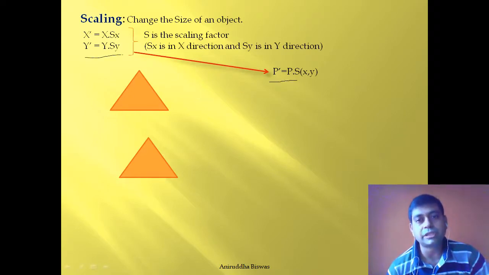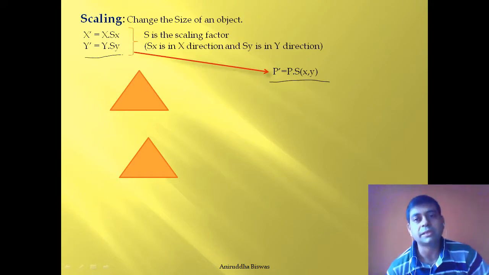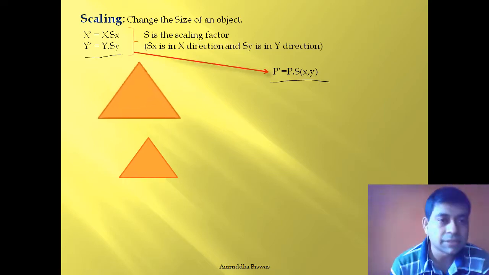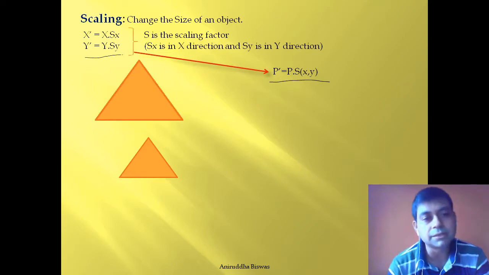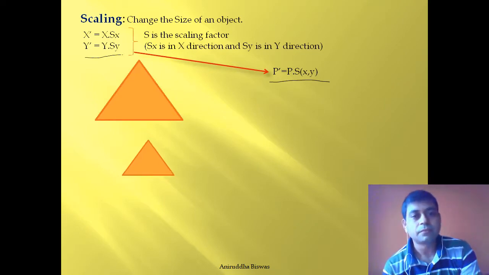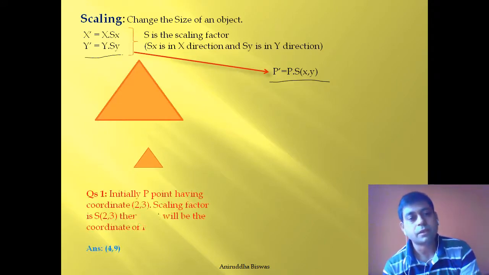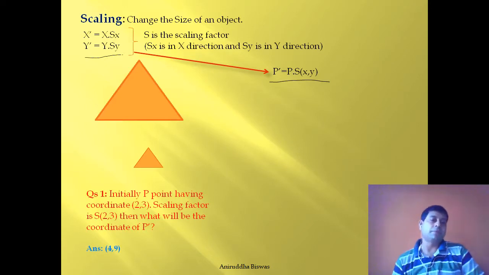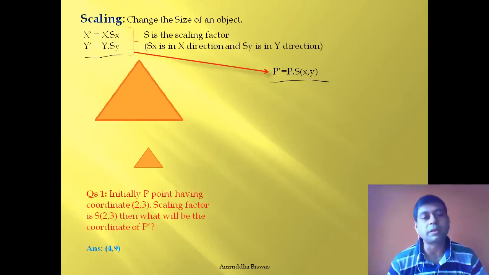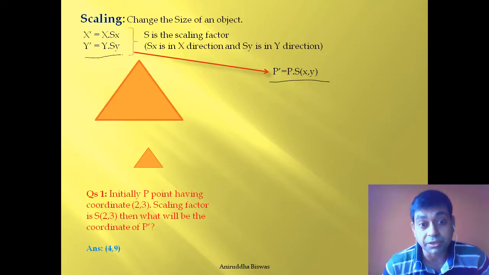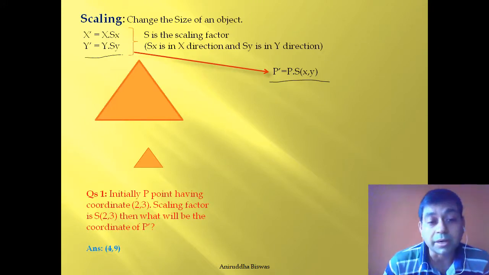And if we generalize more, the final point, that is p dashed, can be calculated as p into S of x comma y. So let's take an example. This is increasing, meaning this is a positive scaling we can say, and this is a negative scaling, that means it is getting smaller in size. Now let's take an example problem. Initially point p has the coordinate 2 comma 3, and the scaling factor is 2 comma 3 again. Then what will be the coordinate of p dashed?